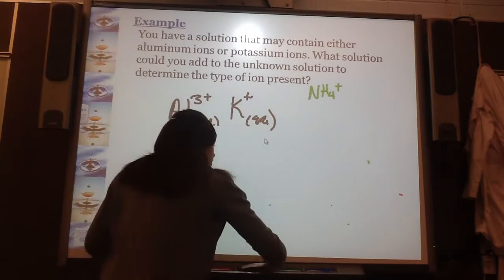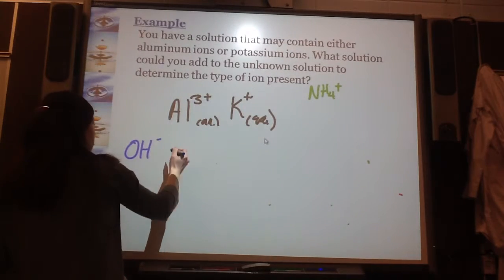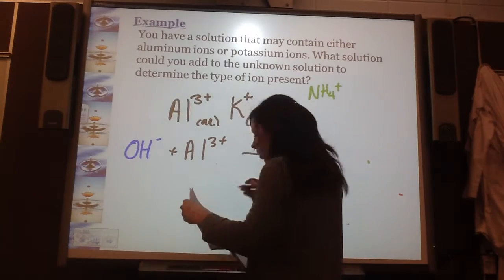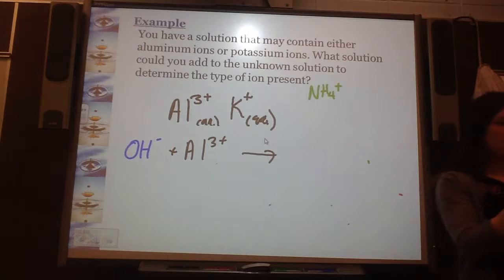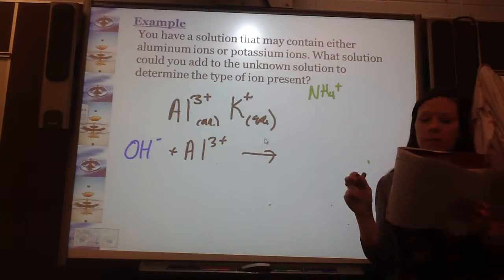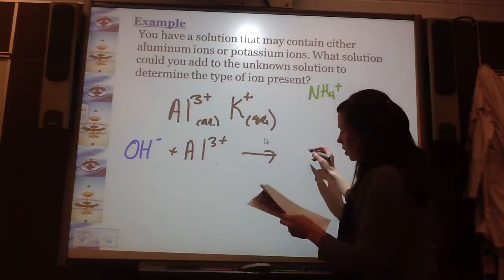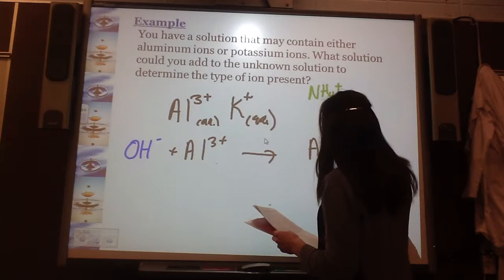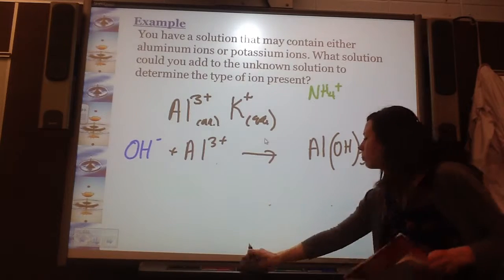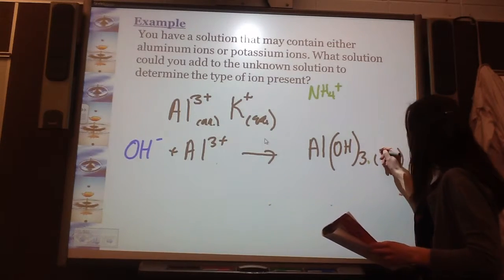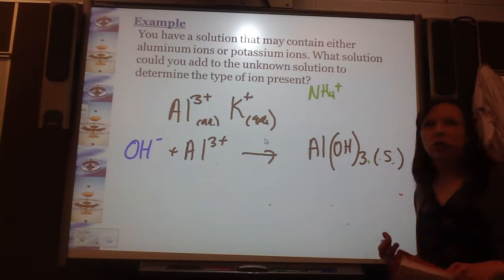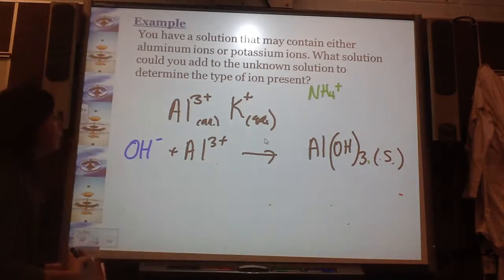OH minus, okay. So if I have OH minus and aluminum, I go to my ions, OH minus. Group 1 ions are soluble, NH4 is soluble, but everything else is slightly soluble. So this one would definitely make a precipitate of Al(OH)3 solid. Okay? So if you were giving an answer for this, you would write out that equation so that you could justify your reasons.